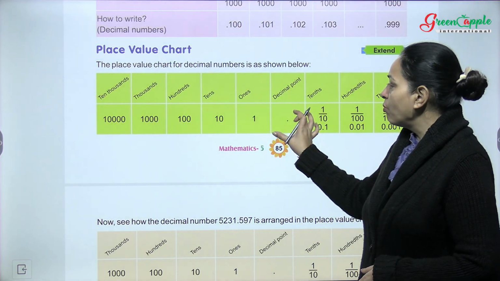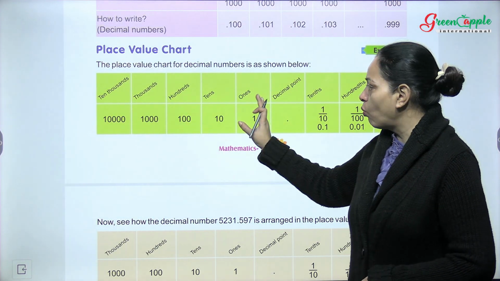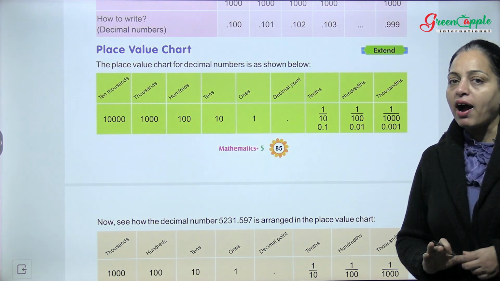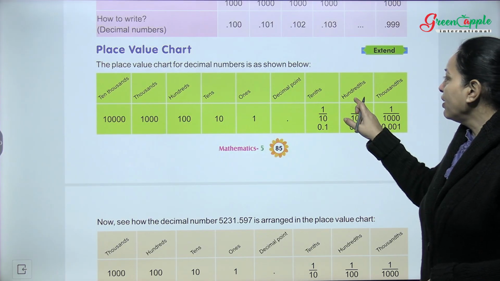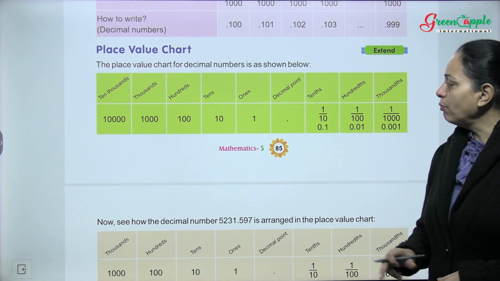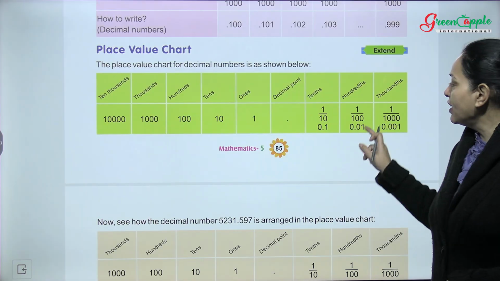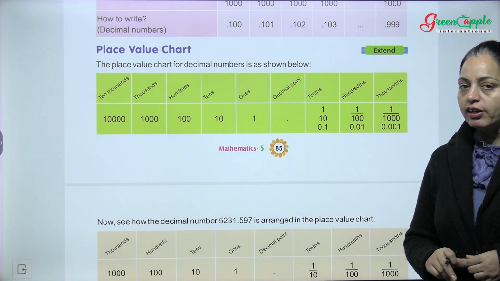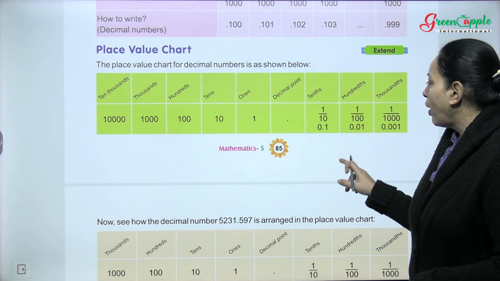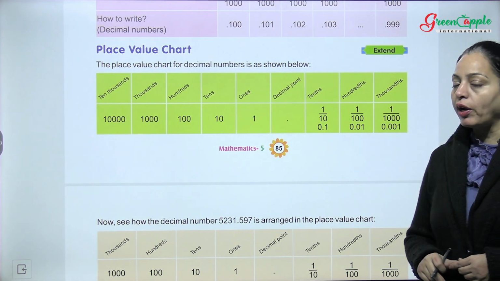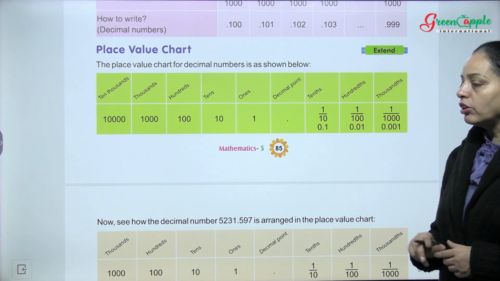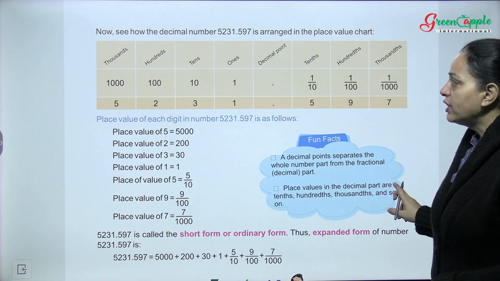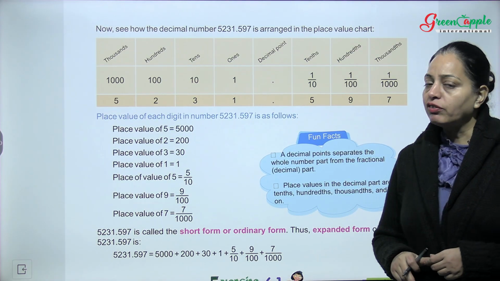Now the place value chart for decimal numbers is as shown below. Here, this is the decimal point and this side is the whole part, so ones, tens, hundreds, thousands, ten thousands, and this side is the decimal part: tenths, hundredths, thousandths. Tenth means 1 by 10, hundredth means 1 by 100, and thousandth means 1 upon 1000. So 1 upon 10 means 0.1, 1 upon 100 means 0.01, and 1 upon 1000 means 0.001.